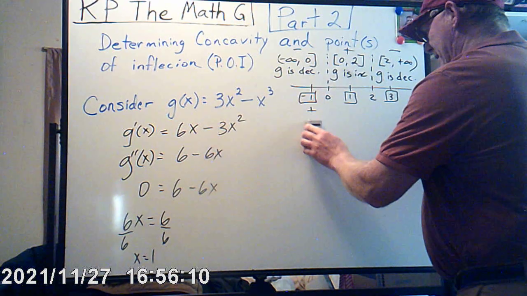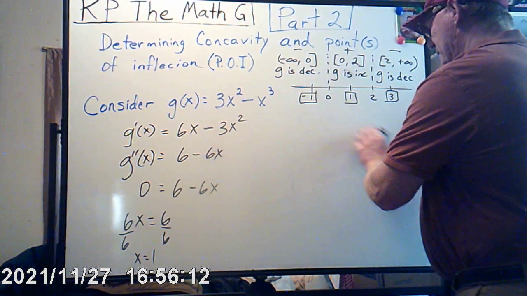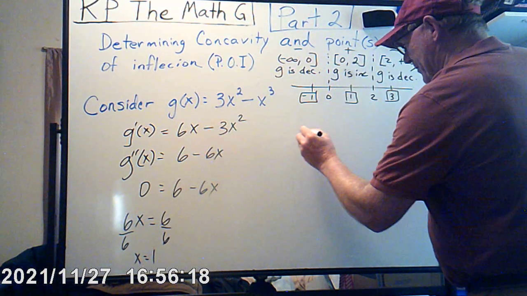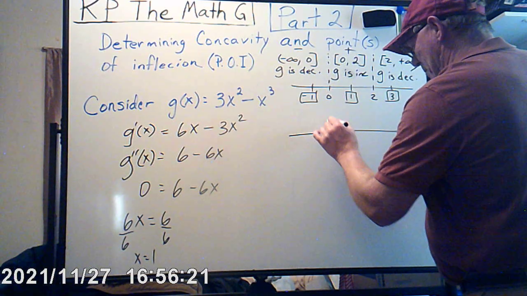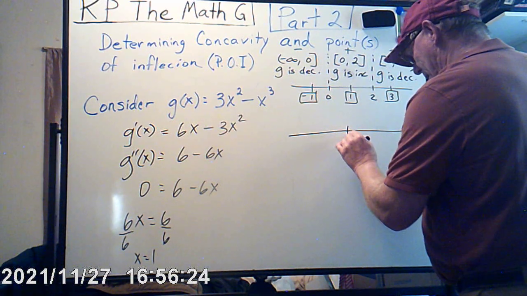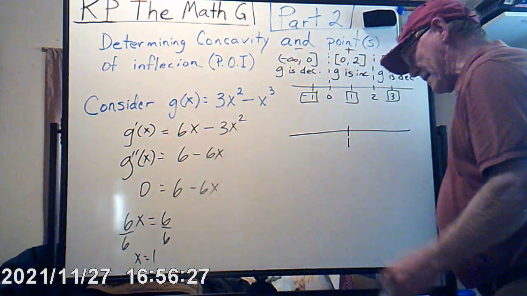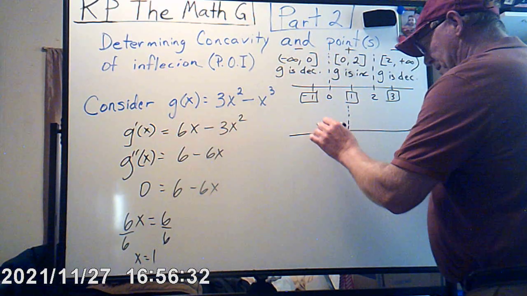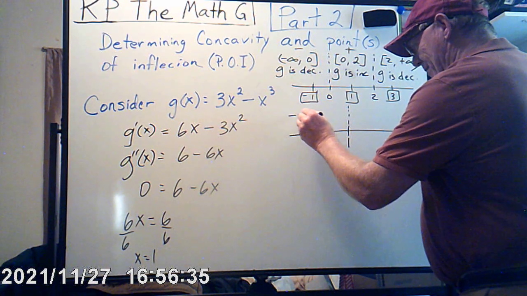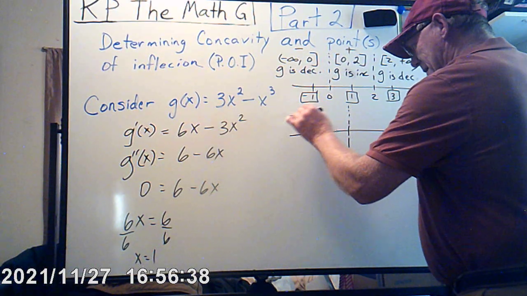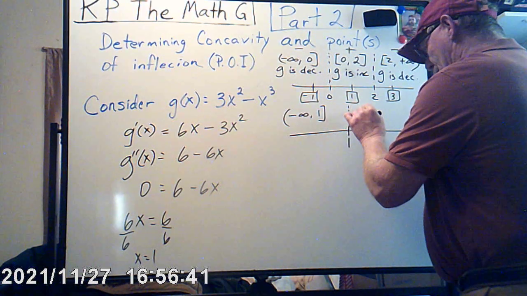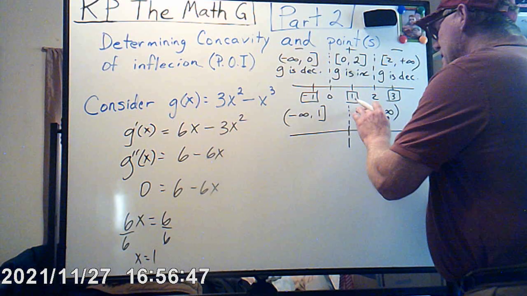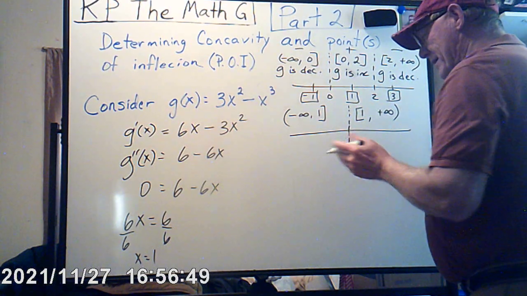Just to give you an idea of concavity, here's what we're going to do. On this one, I'm going to draw a different picture right here. I still want to put 1 right here, since this is our only possible point of inflection. This divides it up into 2 areas: negative infinity to 1, and then 1 to positive infinity. So there it is again.